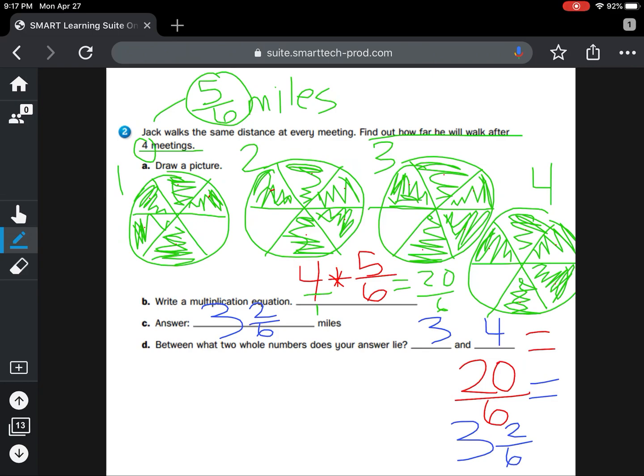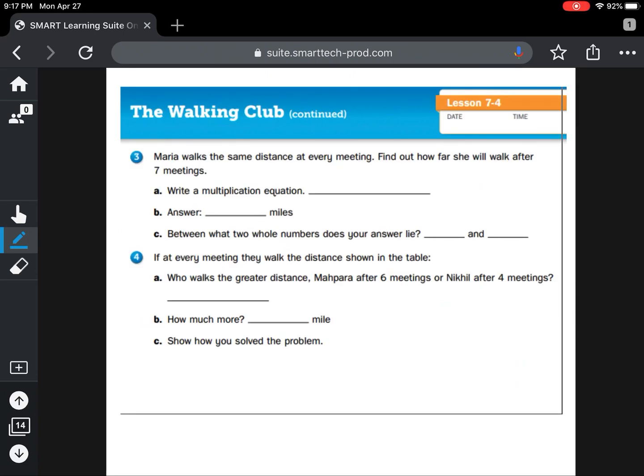All right, now we're going to move on to your part of the lesson. Remember, if you have not filled in your math journal, you can always pause the video right now and fill in parts A, B, C, and D for question number 2. Because if you have that written in your notebook or your journal, it's going to help you with your part that you have to do by yourself. And the part you have to do by yourself is on the next page.